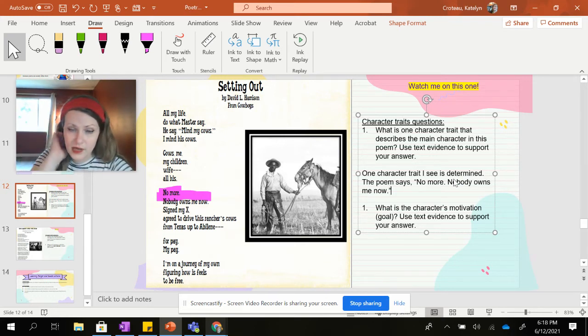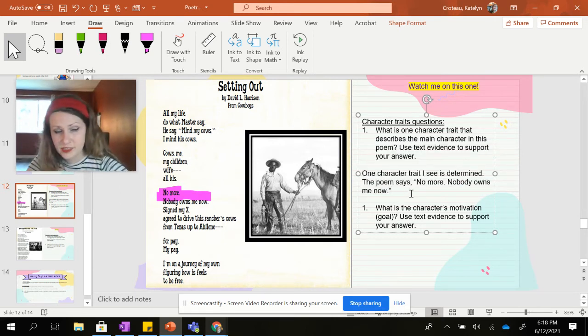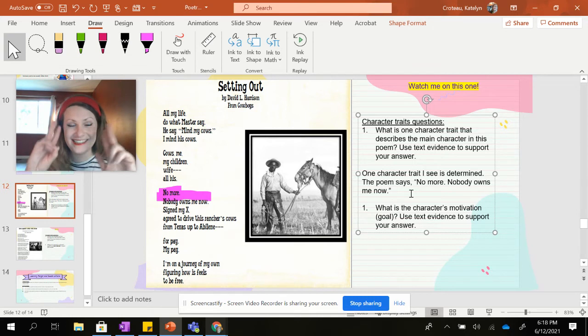Now, tomorrow we're going to elaborate on this. And I would have to explain it a little bit more, how that quote shows that he's determined. Today, 2 sentences is okay. So I found my evidence that I wanted to use. I state my answer of what the character trait is, and I state my evidence in quotation marks because I'm using exact text evidence. I'm not putting it in my words. So if I take somebody else's words, it needs to be exact quotes, okay?